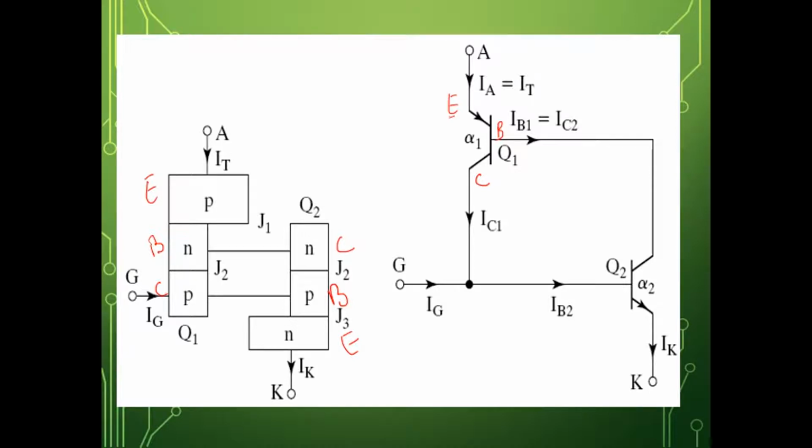We can observe here IA is equal to IT, and this is nothing but the base of the first transistor. So it is IB1, which is connected to the collector of the second, so it is IC2. So IB1 is equal to IC2. Similarly, here we have the gate current coming in, and we have the collector current IC1. So what is IB2? IB2 is obviously IG plus IC1. These are the notations given. From this we have to see how our SCR works as a latching device.